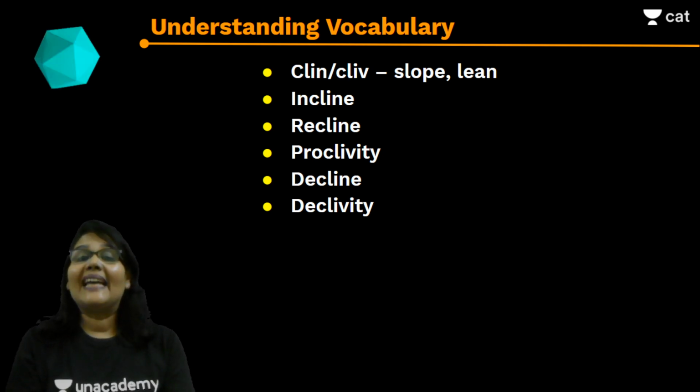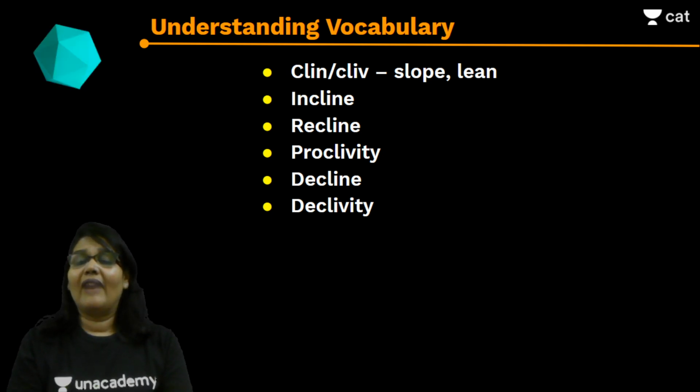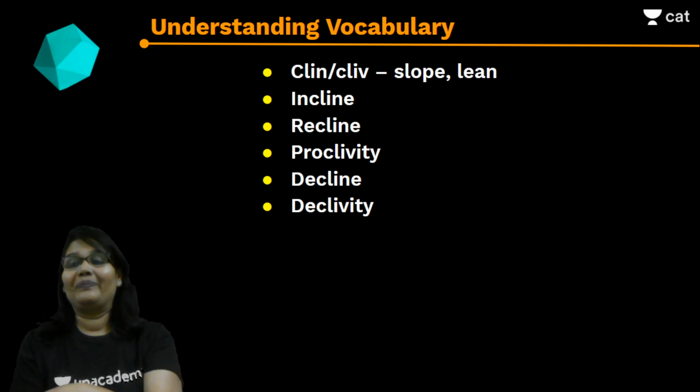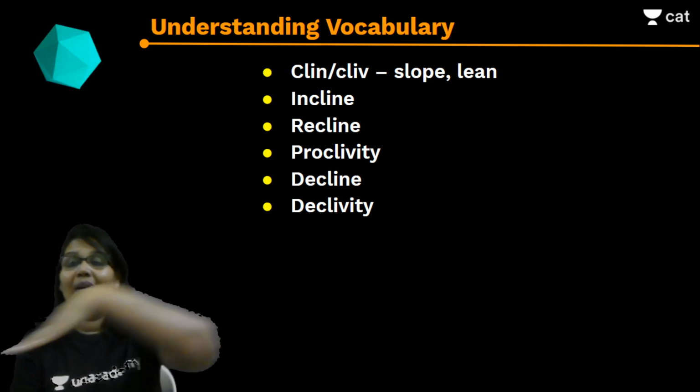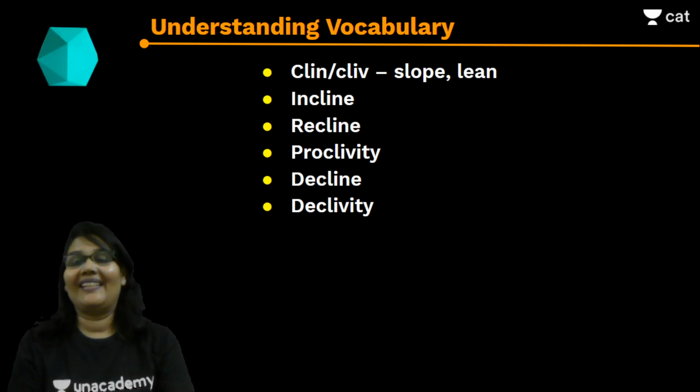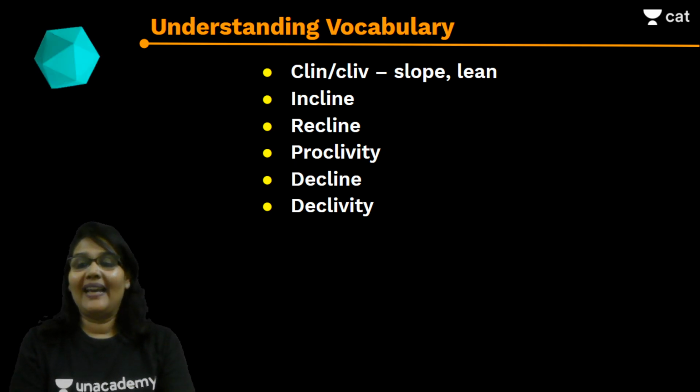Then, what does decline mean? Decline means to refuse. Refuse means when you are accepting something, you move towards it. When you refuse something, you move away from it. Right? Great. Then, you come to the next word, declivity. Declivity means a downward slope. A downward slope. That is declivity. Okay? I hope all the words are clear, guys. Any doubts in this? Relatively easy.